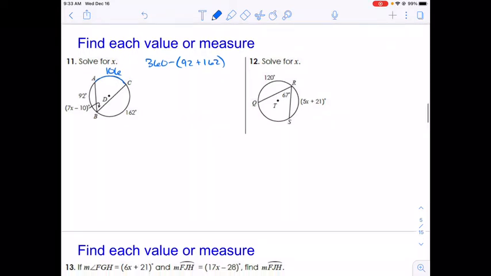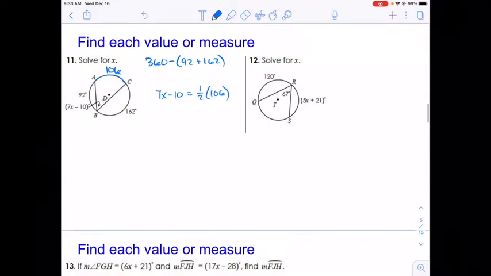Now we can say that our inscribed angle, 7x minus 10, is equal to 1/2 of 106. Half of 106 is going to be 53. We're going to add 10. 7x is equal to 63. Divide by 7. X is equal to 9.